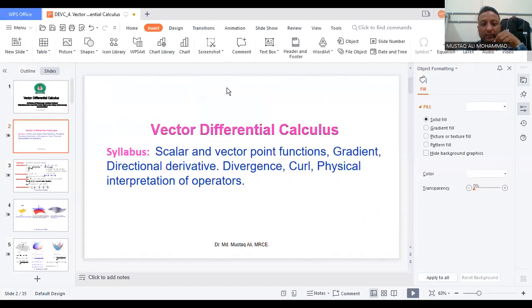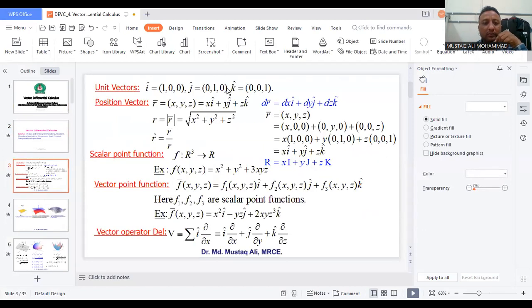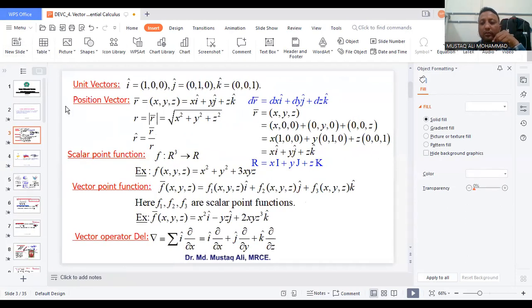Now, this is the first one: unit vectors. As we know, i bar, j bar, k bar are the unit vectors. In the three-dimensional xyz space, the value of i bar is 1 0 0, the point 0 1 0 is j bar, and k bar is 0 0 1.